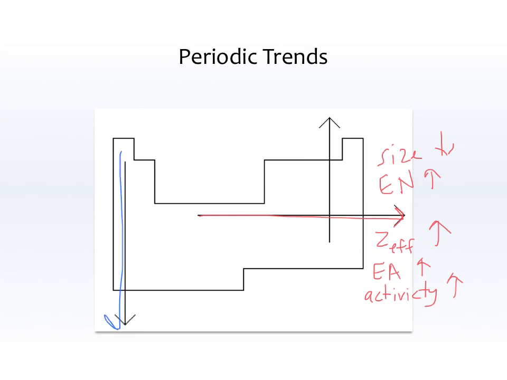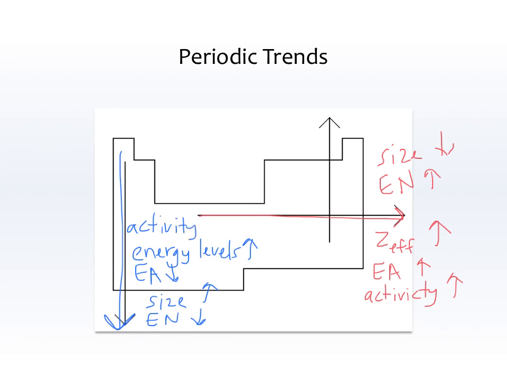As you go down, size increases, electronegativity decreases, the number of energy levels increases, the electron affinity decreases, and the activity for metals only, not for nonmetals, will increase. And then as you go up, you should be seeing electronegativity increase and size decrease, pretty much the opposite of the metal corner, the blue arrow in the bottom.